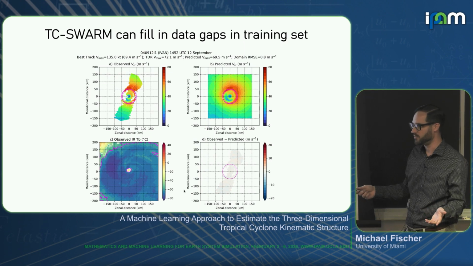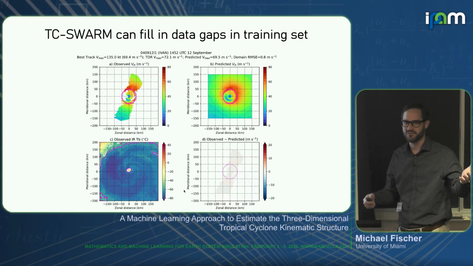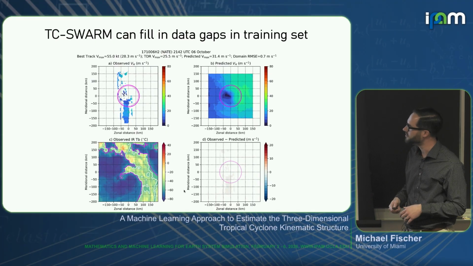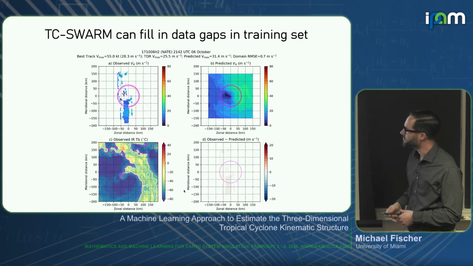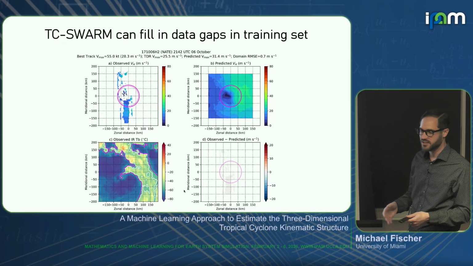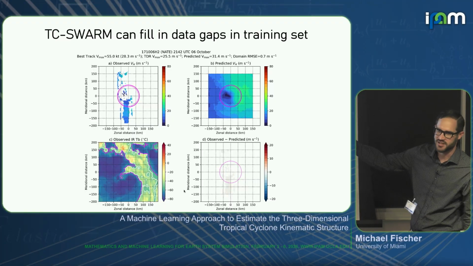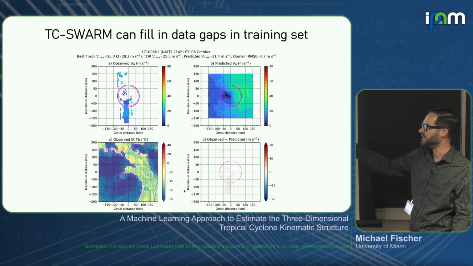So this seems like a pretty promising tool to, even when you have TDR out there, fill in those data gaps potentially. What about weaker storms, where you don't have a well-defined eye? This is a case from 2017, Tropical Storm Nate. Look how sparse the observations are in the top left. Like, we have hardly any data.